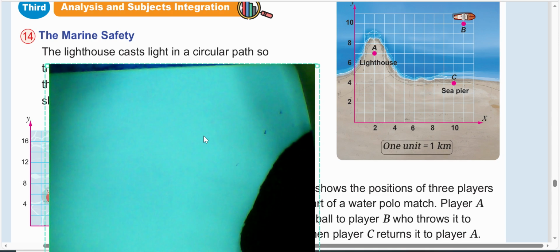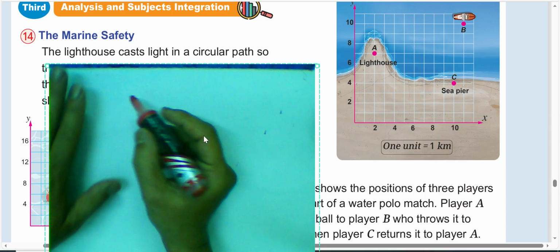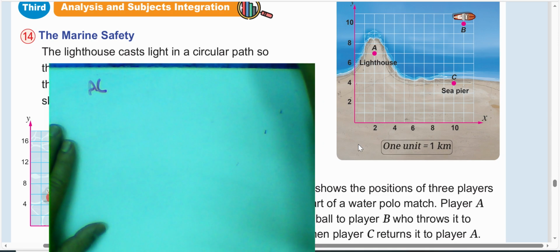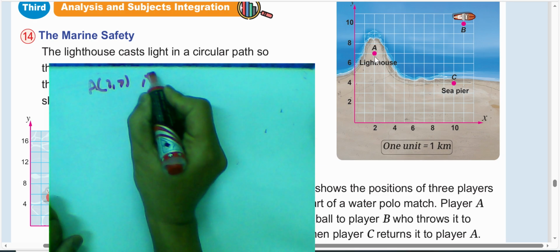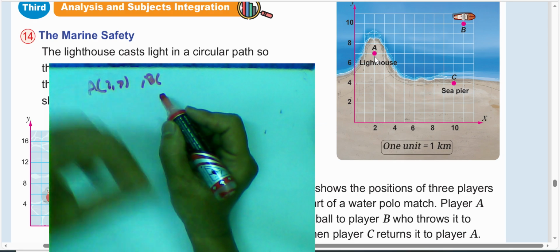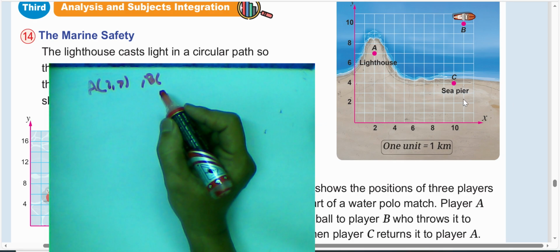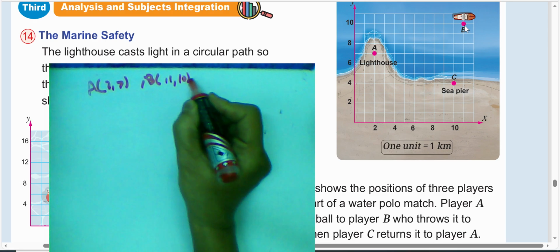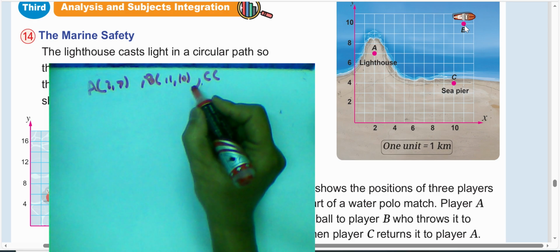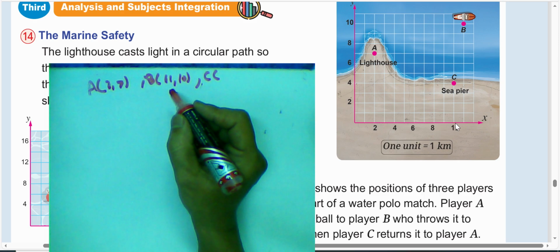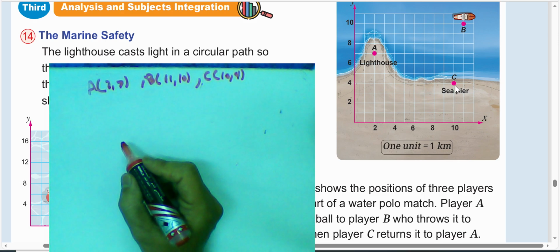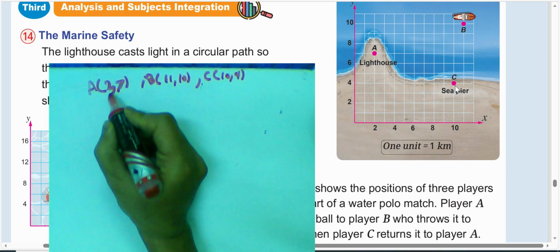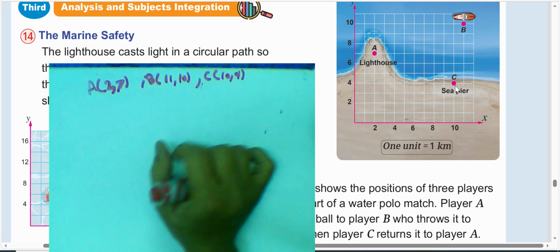Okay, so I will compare the lengths, AC first. Take the coordinates, listen to me. The coordinate of point A was 2 and 7. And point B was 11 and 10. And point C was 10 and 4. Okay, we have 2 and 7, 11 and 10, 10 and 4.